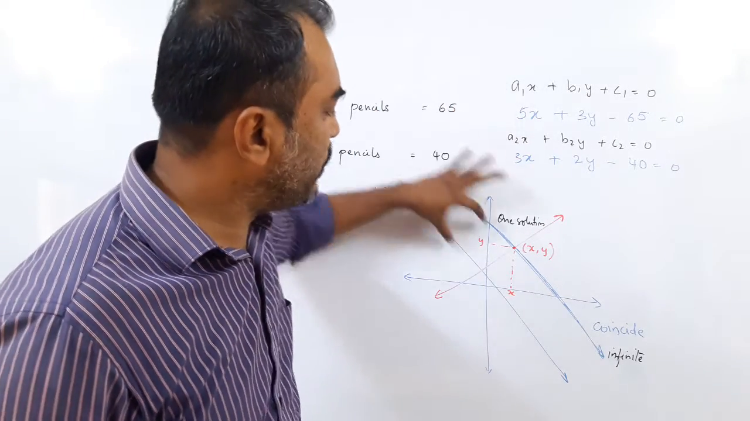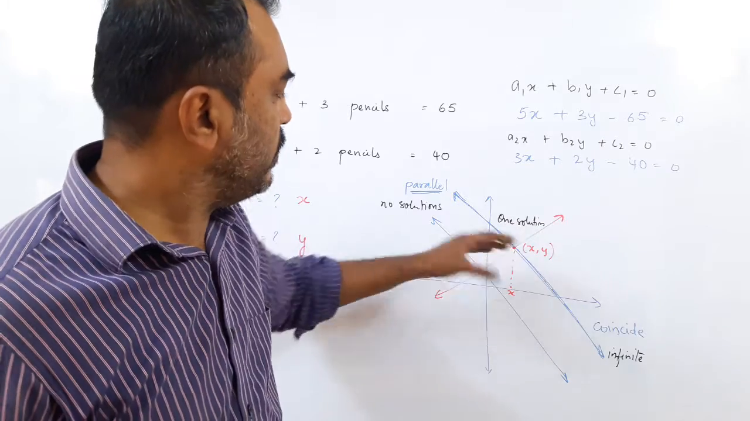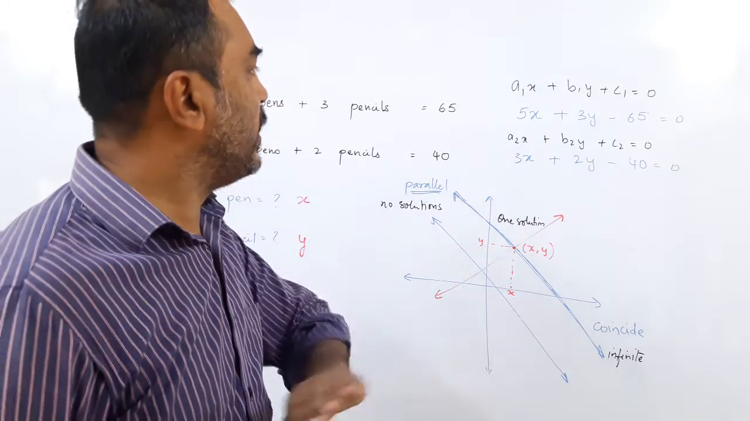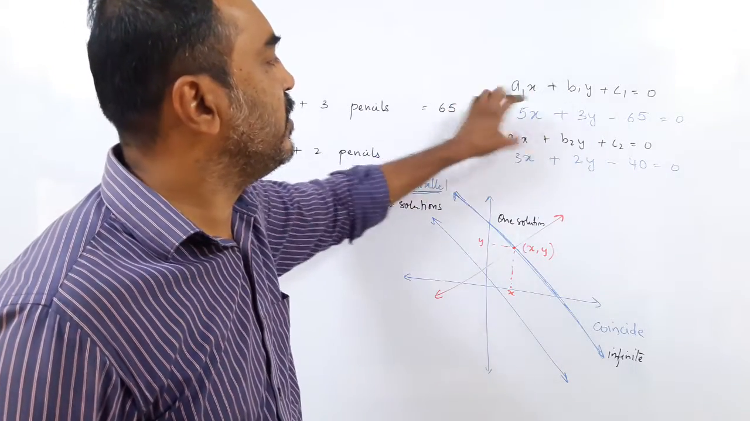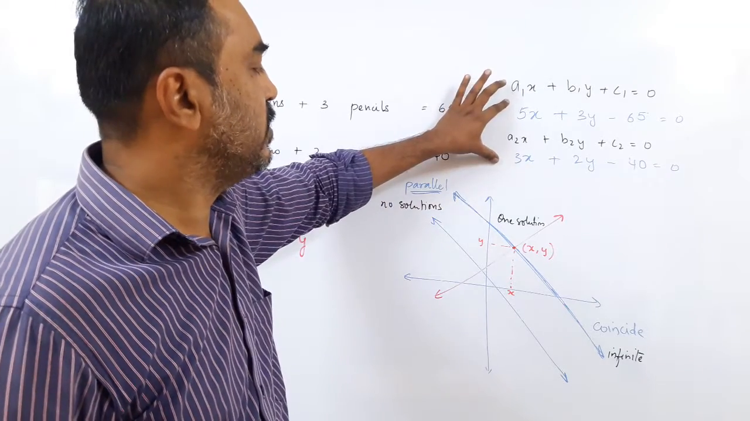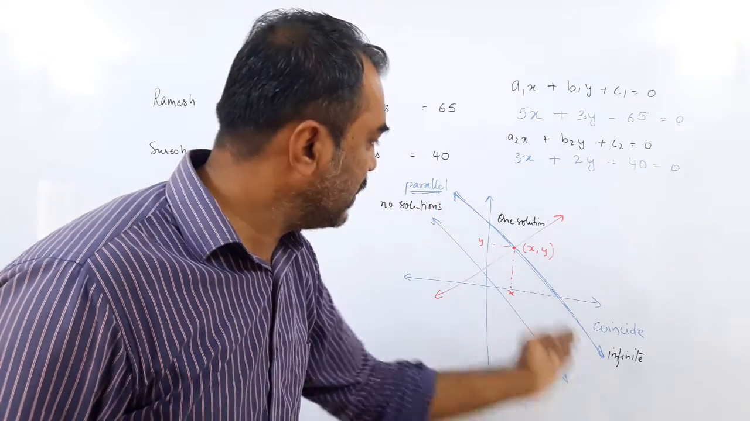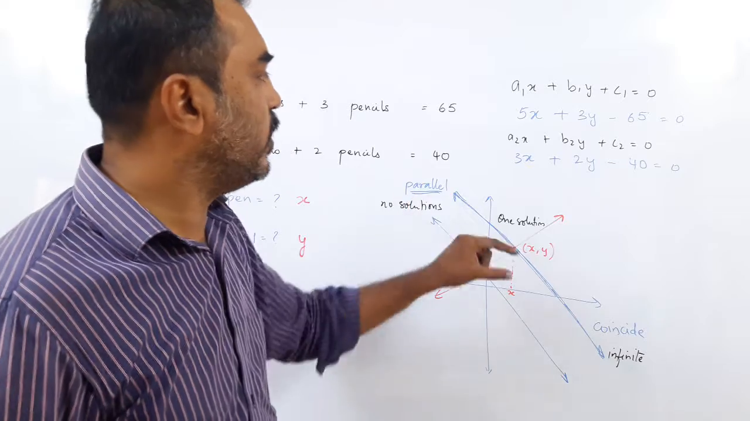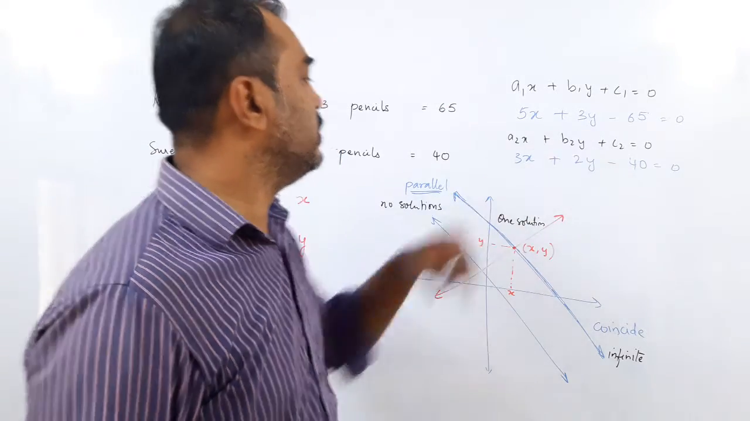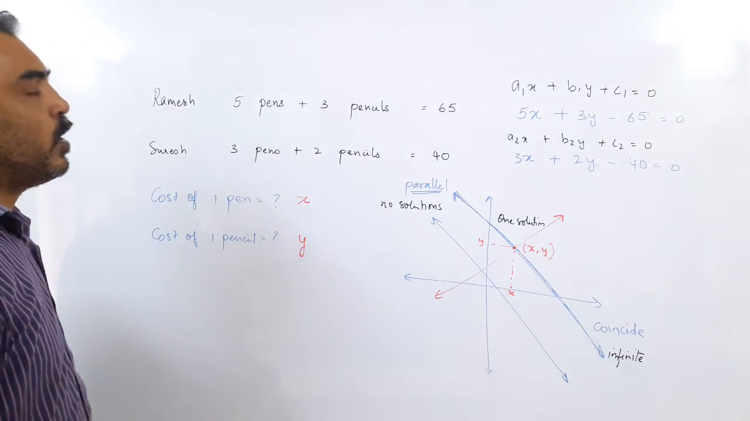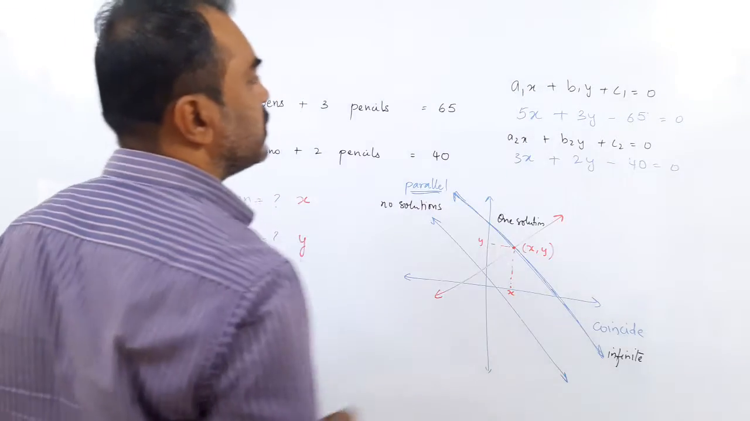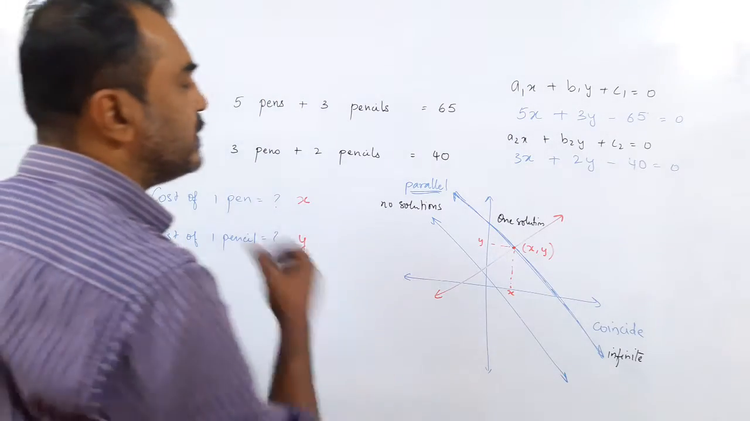If these two lines become parallel, then they never intersect. So you'll find no point, no value of x and y, which will satisfy both these equations. But if the lines are intersecting, then they intersect at only one point, and this point will give us the solution. So how will we write it from this equation? You have to try to understand.